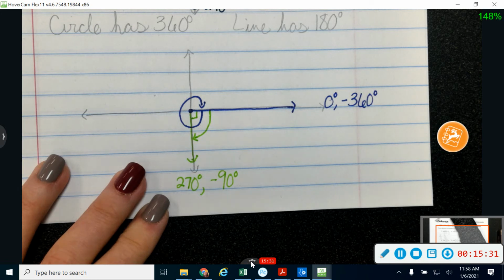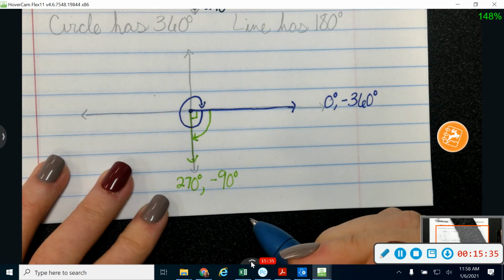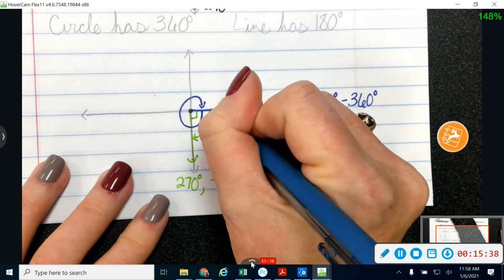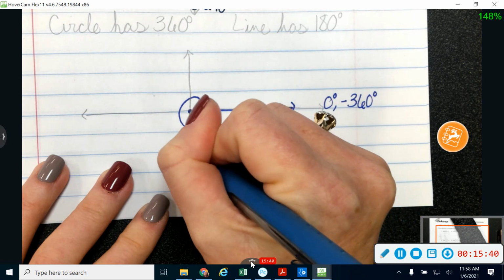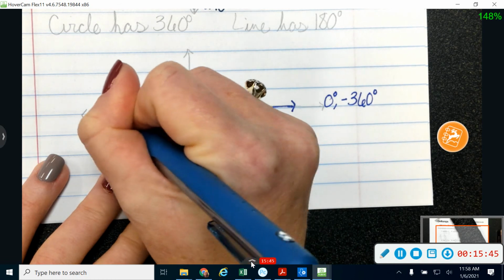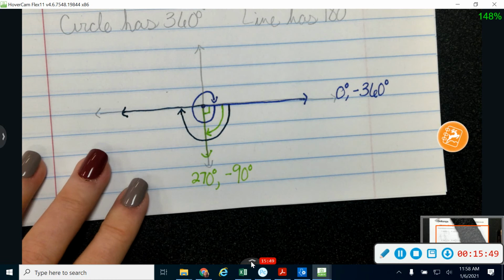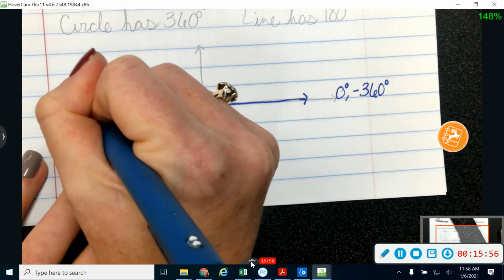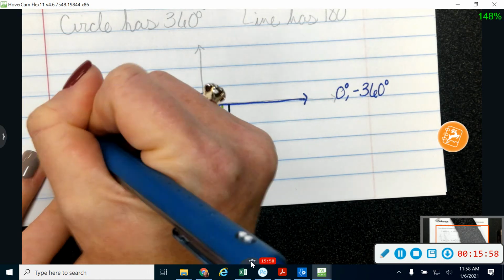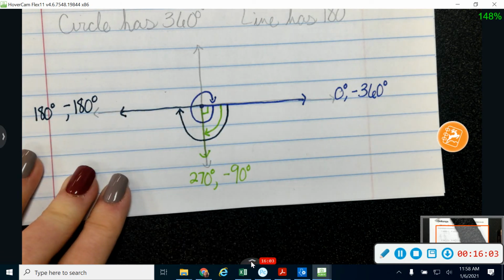All right, change colors. Back to my navy pen. Let's go clockwise around to here. What's that angle measure going to be now that I've gone clockwise? Negative 180. That's right. So this is negative 180 degrees, which is the same thing as positive 180 degrees.